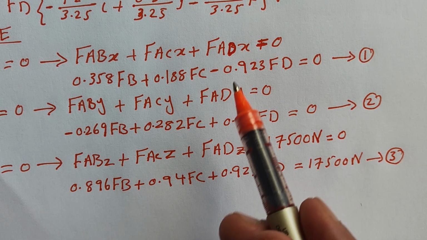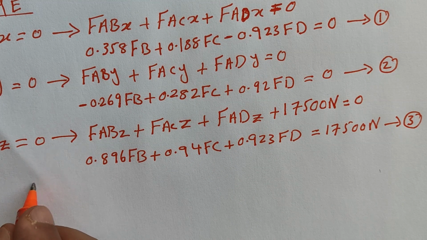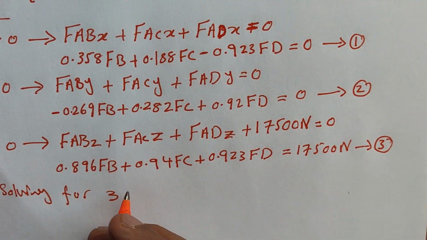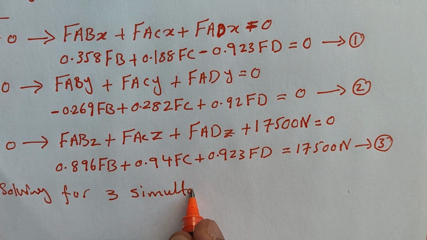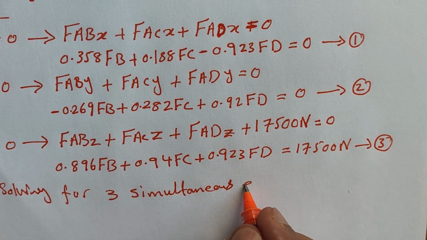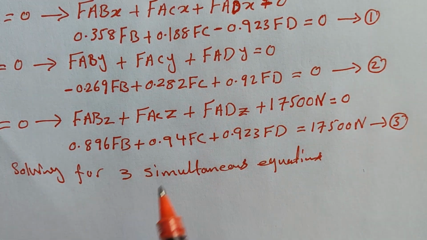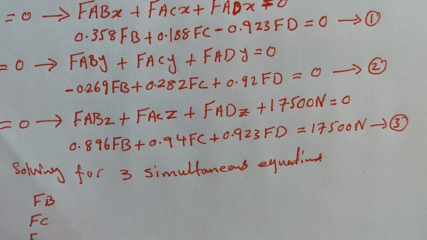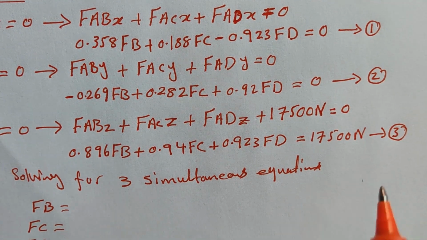Now we have three equations, so we solve the simultaneous equations. Plug these into your calculators and you should get the values for FB, FC and FD. Once you put these all in your calculator, just solve them simultaneously. This is how you solve these types of questions. See you guys in the next video.